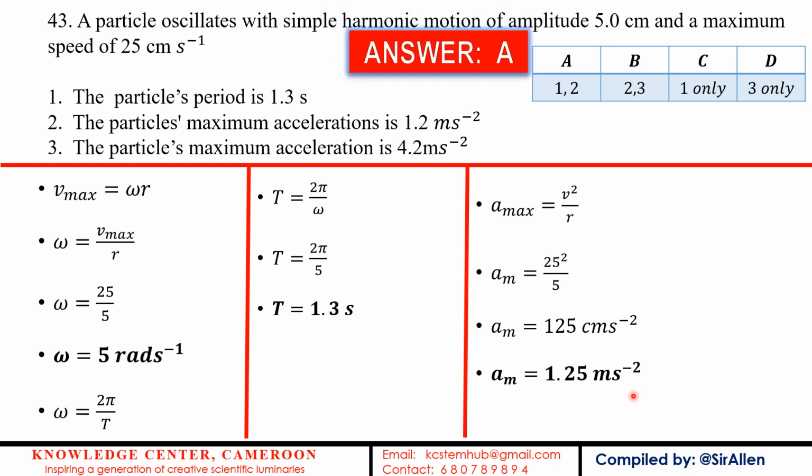So our answer is A, because the period is 1.3 seconds. The particle's maximum acceleration is 1.2 meters per second squared, but this is 1.25. According to the accuracies of physics, clearly statement 2 is wrong, right? Because the approximation of 1.25 is not 1.2, that's 1.3. So yeah, I'm just really going with A because the examiner that I discussed with also went with A. So we'll leave it at that. All right, but if I was in the exam hall, I would have picked one only, which is C.